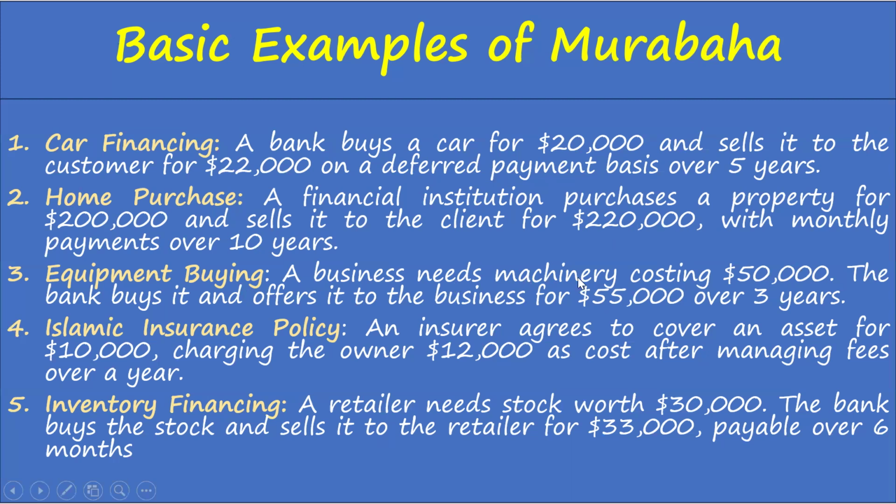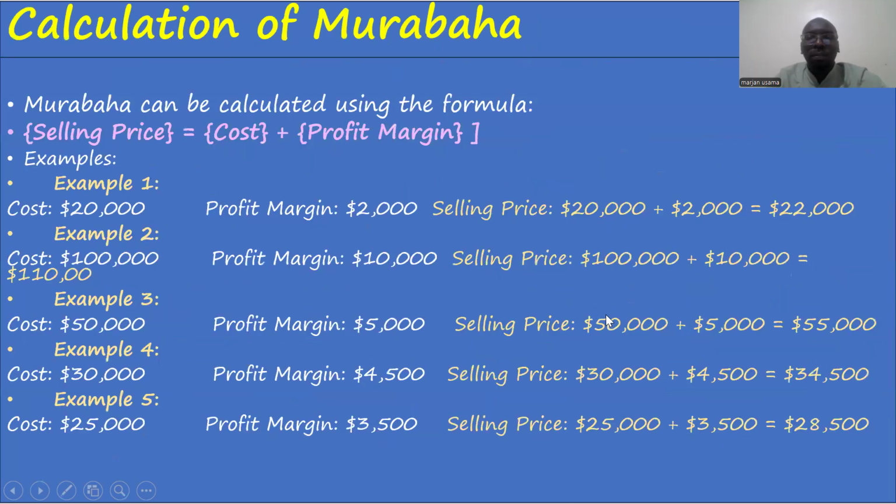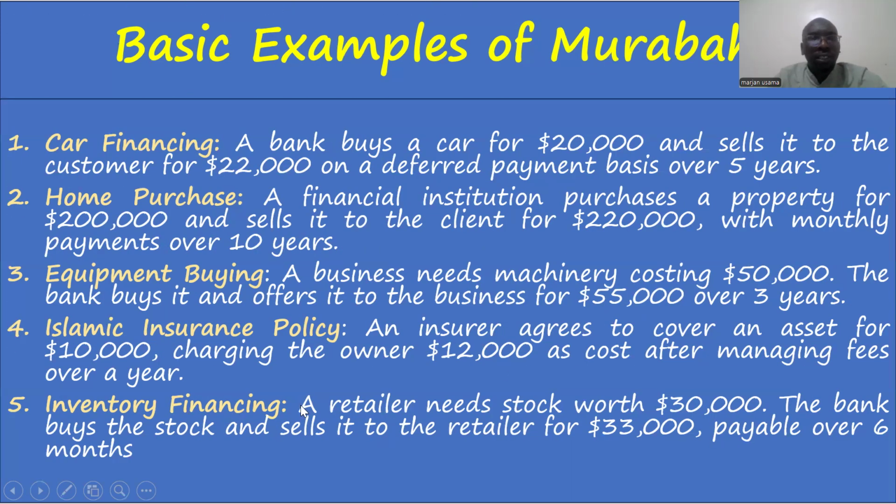Equipment buying. A business needs machinery costing $50,000. The bank buys it and offers it to the business for 55. So here there is an extra 5,000, which is the profit margin. Then Islamic insurance policy, for example, an insurer agrees to cover an asset for 10,000, charging the owner 12 as cost after managing fee over a year.